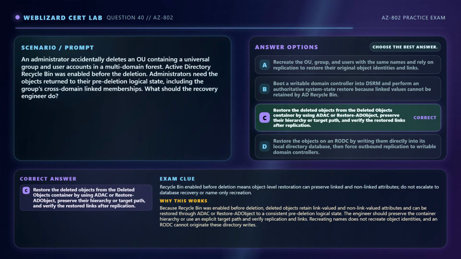The engineer should preserve the container hierarchy or use an explicit target path and verify replication and links. Recreating names does not recreate object identities, and an RODC cannot originate these directory writes. Recycle Bin enabled before deletion means object-level restoration can preserve linked and non-linked attributes. Do not escalate to database recovery or name-only recreation.